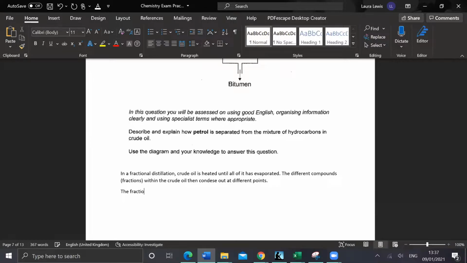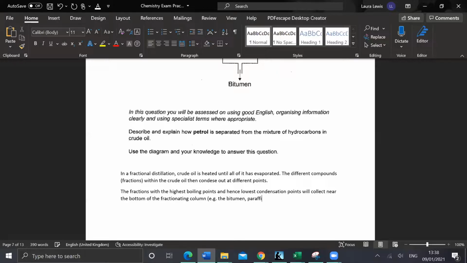The fraction, so I'll use that word, with the highest boiling points and hence lowest condensation points will collect near the bottom of the fractionating column. It's like the bitumen, for example. So near the bottom would be paraffin wax.